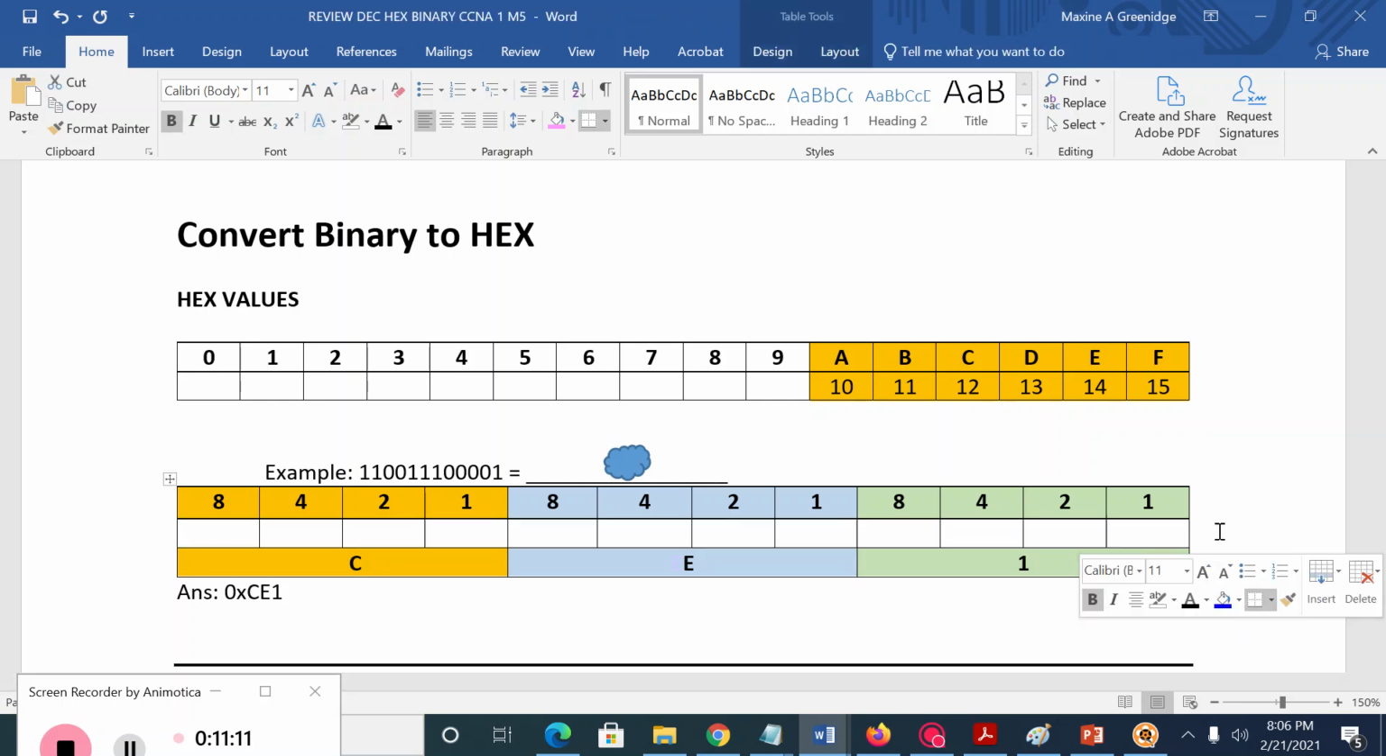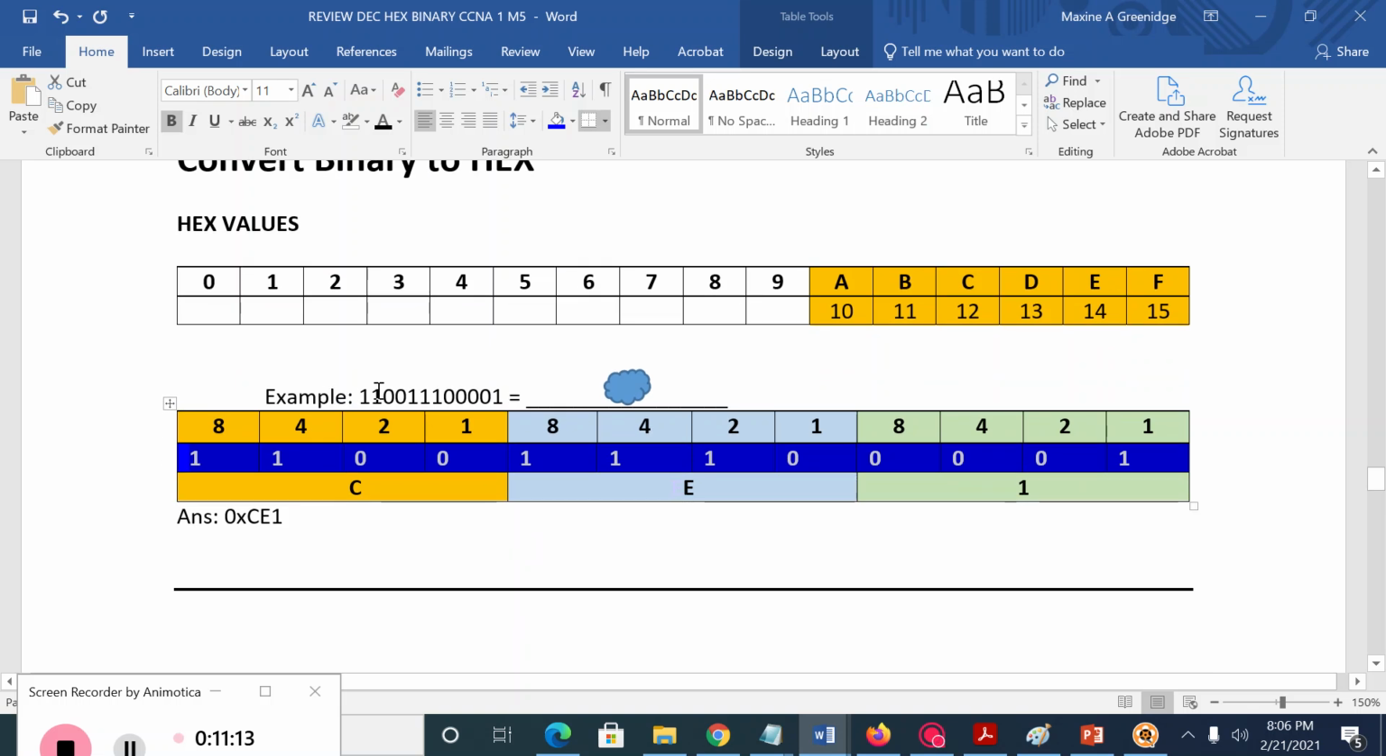Okay, let me make this blue. All right, so this is our value from up above, broken out into groups of 4. So remember, we start from the right and we move over.